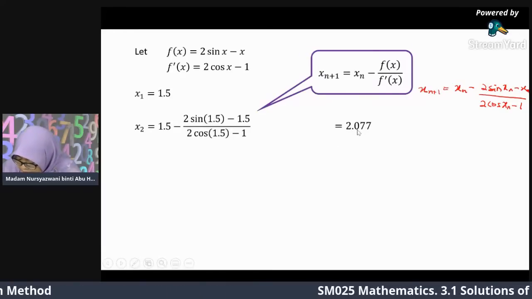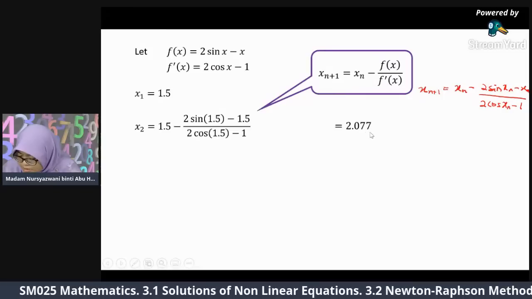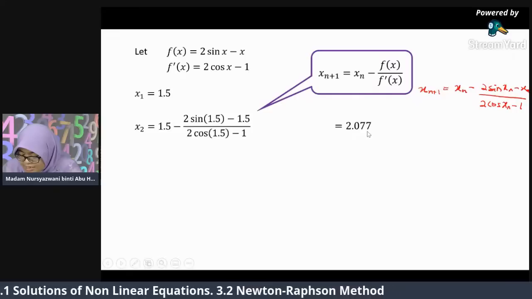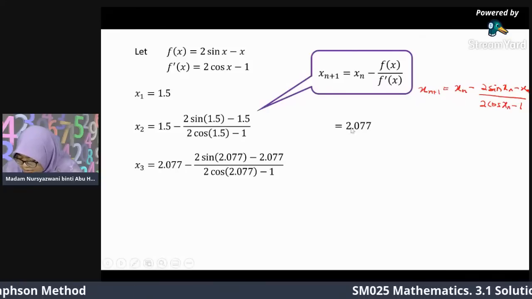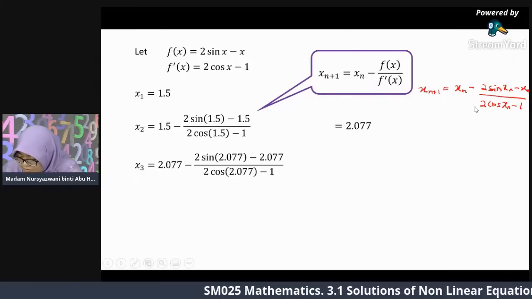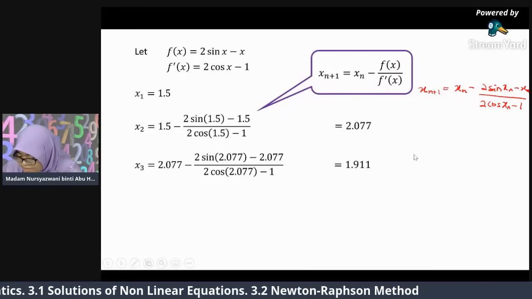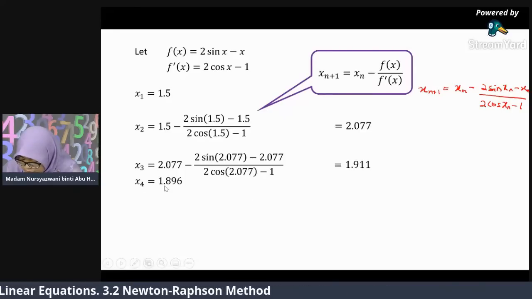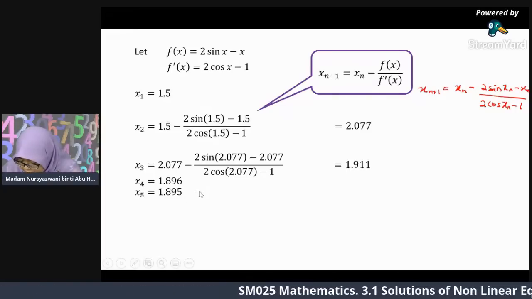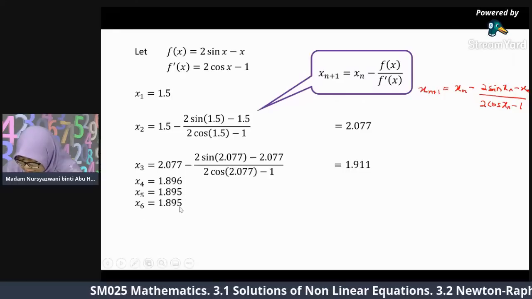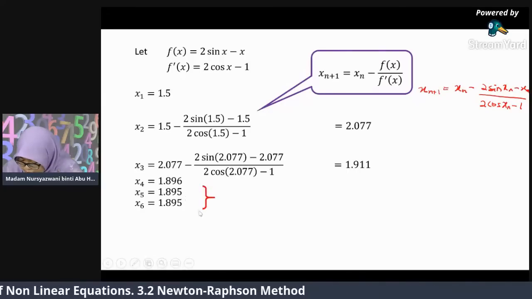And we get 2.077. Sebab soalan minta, the question asks 2 decimal places, so we give 3 decimal places in calculation. Okay, so we repeat again, substitute this value into Newton-Raphson formula and we get 1.911. And repeat this process again, we get x4 equal to 1.896, x5 equal to 1.895, x6 equal to 1.895. So we stop our calculation because we reach the repeated value.